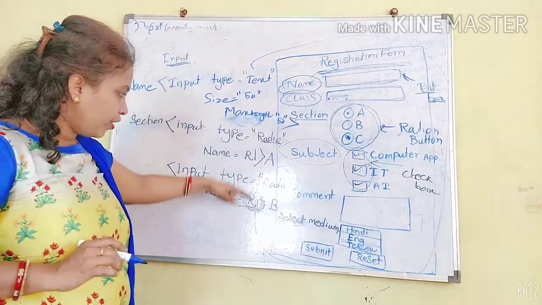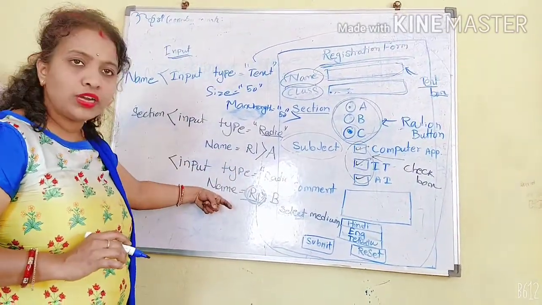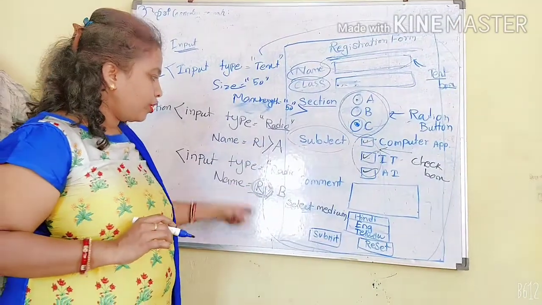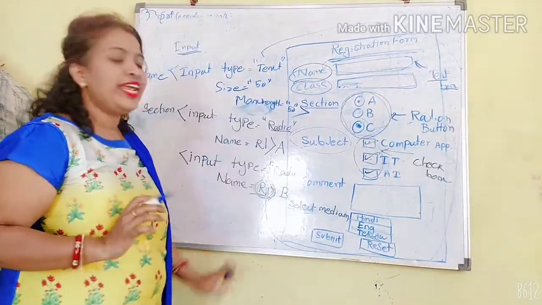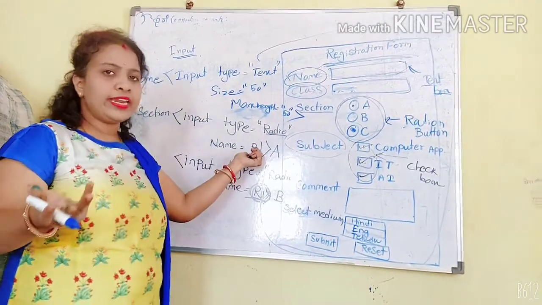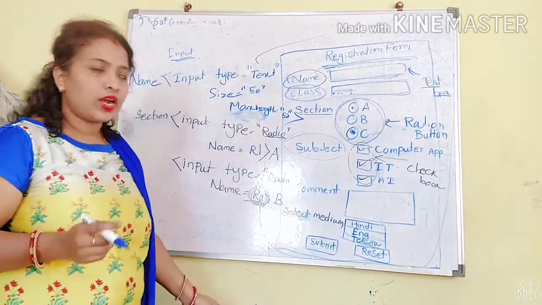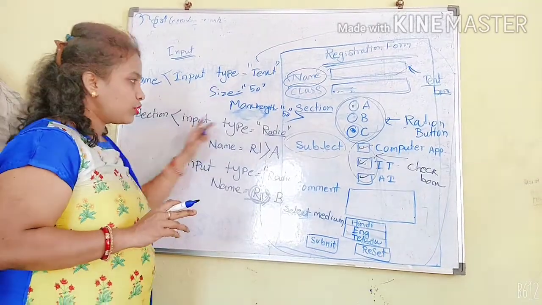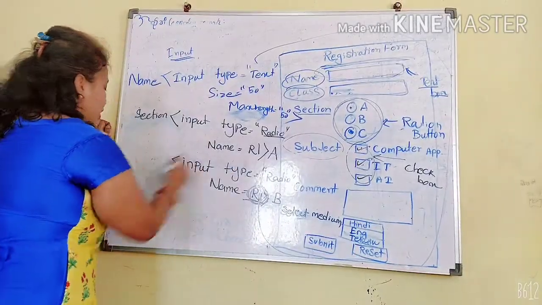So whenever I am using the attribute name, I have to put the name as R1 only. I am just taking R1 as an example. You can write any name in place of R1. Clear? The next is for the checkbox. What do I have to write?